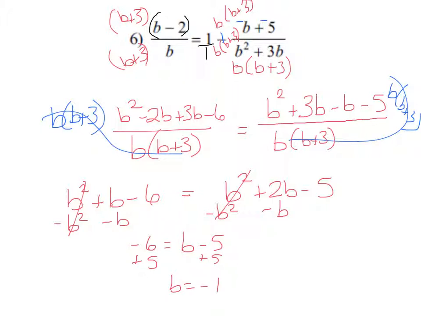Okay, going to box that in, but I always have to check that in my domain. So if you look back up here, what was our domain? Well, I didn't do it. I should have done it. Sorry. Looking at all the different denominators, this would tell me I don't want it to be a negative 3. This would tell me I don't want it to be a 0. This is a 1. It's never going to be 0, so that's not an issue. So it looks like I'd want to make sure that my b was not 0 and was not negative 3, and that is not what I got, so I'm happy with my negative 1.